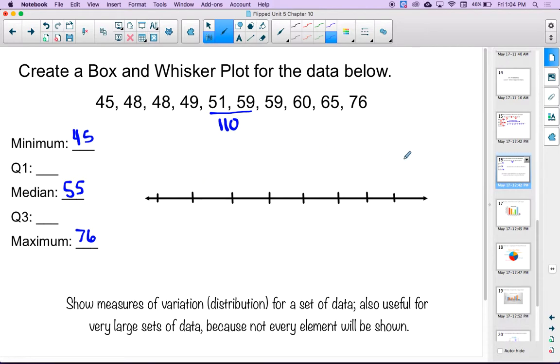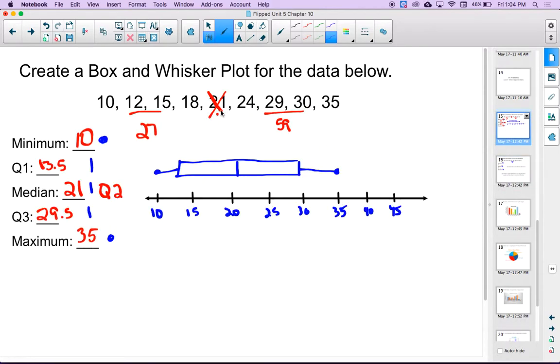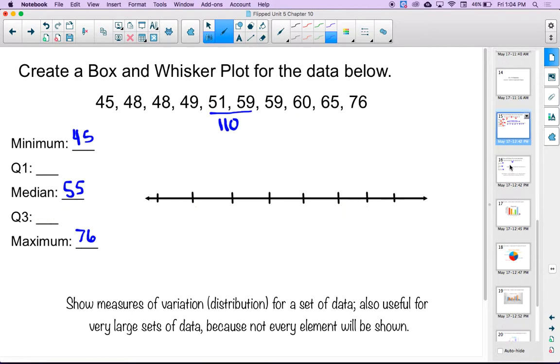Now, in my last example, my median was a number in this set, so I crossed it off. In this example, your median is 2 different numbers, so you're going to draw a line between them. We're not crossing anything off this time. Draw a line between them. That gets you your lower half and your upper half.